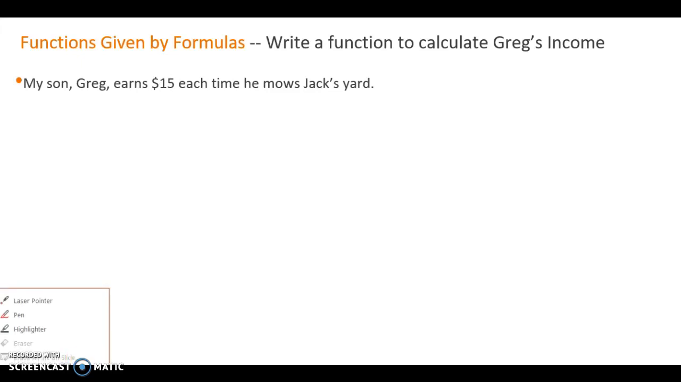Hello and welcome to an example of writing a function. When we talk about functions in algebra, we are very much thinking about input and output. So we're going to write a function to calculate Greg's income. We're going to need some variables. Since we're trying to calculate his income, I'm going to use I for income.